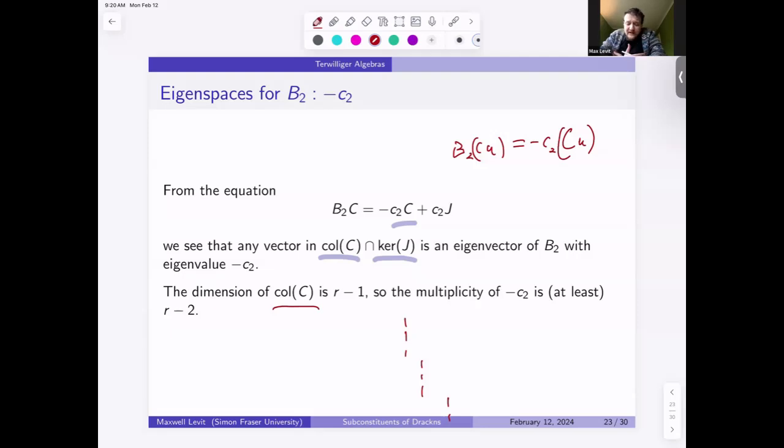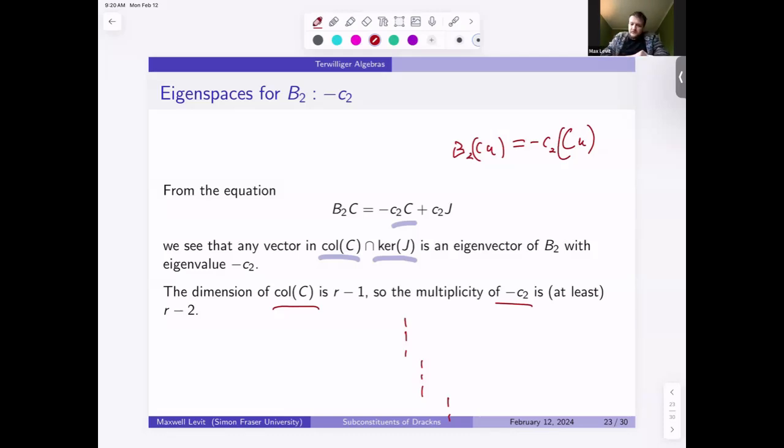So it has dimension R-1. I pulled off this all ones piece. So I've got this eigenspace for negative C2 of multiplicity at least R-2. And we can figure out the multiplicity exactly once we're done partitioning these eigenspaces up. And this is already true just in general, that you'll have this sort of eigenspace with any drackn. I don't know how general that is, but without restricting to triangle-free drackns.